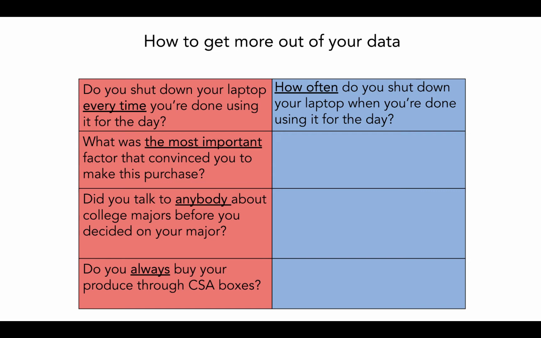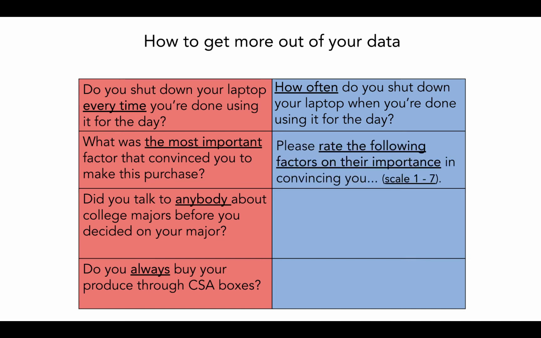Next one, what was the most important factor that convinced you to make this purchase? Again, this question is asked in a way that the measurement level is nominal. It only allows people to identify the most important factor that convinced them to make a certain purchase, but it doesn't give much rich data. You can get more out of your data by asking this on an interval scale. For example, please rate the following factors on their importance, ranging from 1 very unimportant to 7 very important, in convincing you to make this purchase.